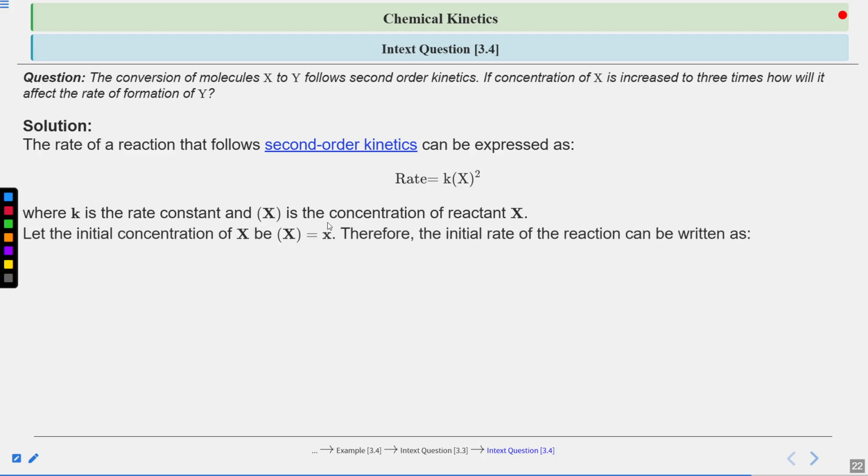Let the initial concentration of X be small x. Therefore, the initial rate of reaction R1 is equal to k times x to the power 2. And if we take the X concentration as small x, you can write it as R1 equals kx square.